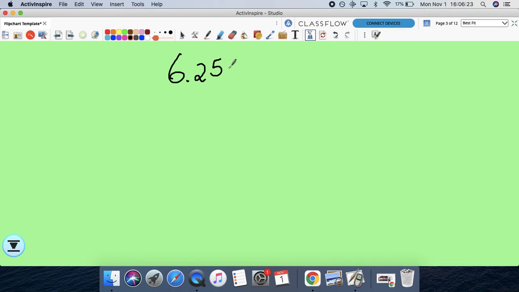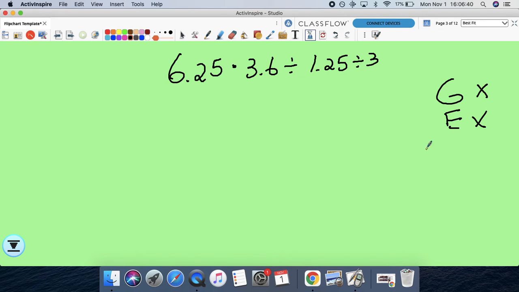6.25 times 3.6 divided by 1.25 divided by 3. So remember your order of operations. First one is grouping. Do we have any parentheses, brackets, braces? No. Exponents. Do we have any exponents? No. Now we have multiplication or division. Do you see multiplication, division? Yeah, I see multiplication, I see division, I see division.